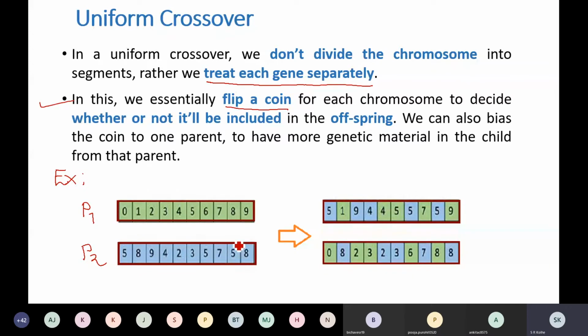For understanding purpose, we have kept parent chromosomes as that of previous example. Now what we are going to do? We have to generate offspring 1 and offspring 2. Now we will first see how to generate offspring 1.